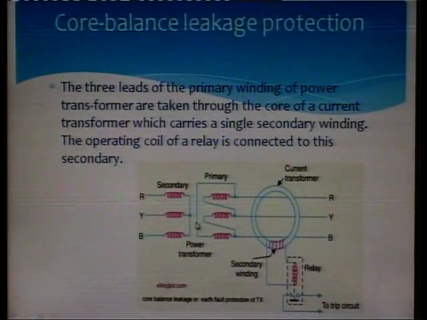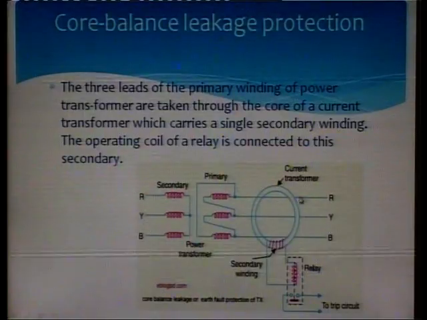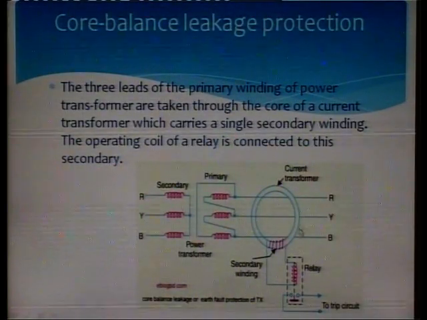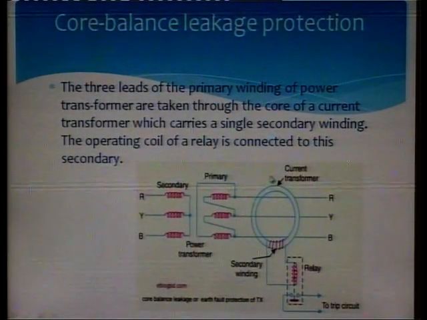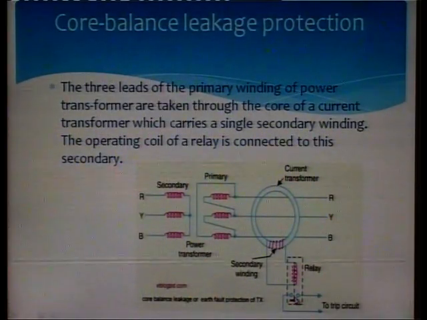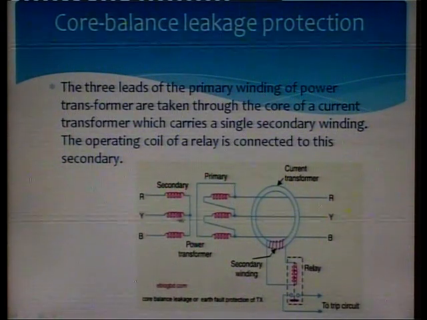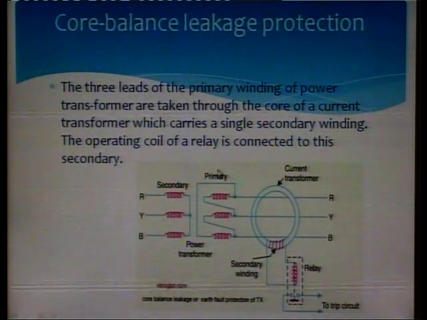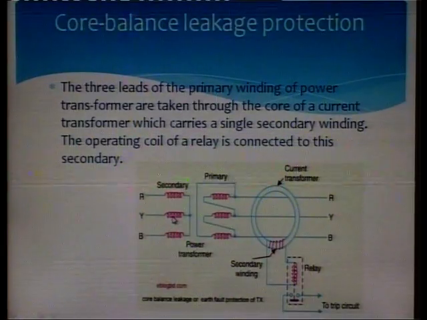So, this is a core balance leakage protection scheme. So, see, this is the core of the current transformer and this is the secondary winding which is connected to the relay, or you can say to the trip circuit. Now, this is a power transformer. Its primary is connected in delta and secondary in star. So, you can say that this is a delta star transformer.